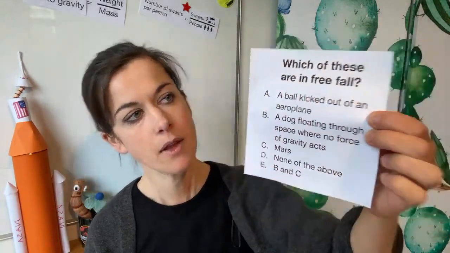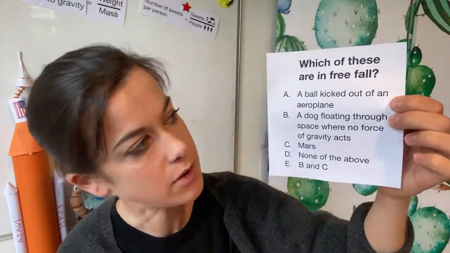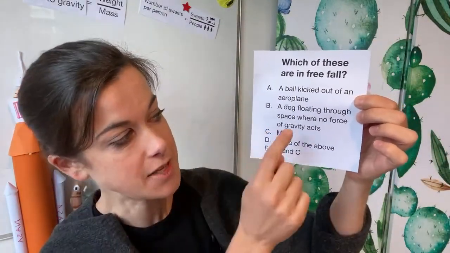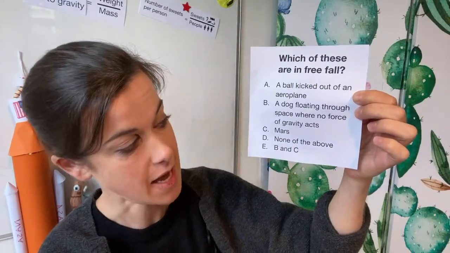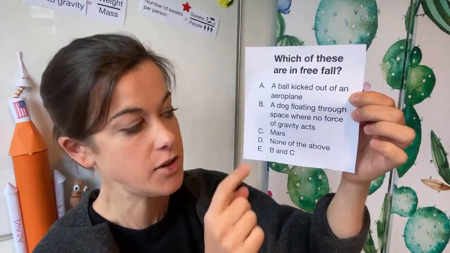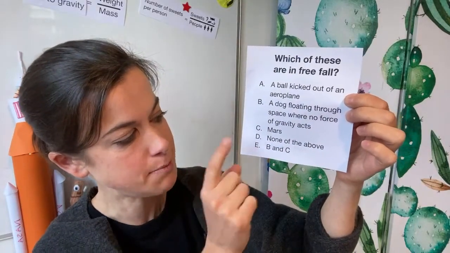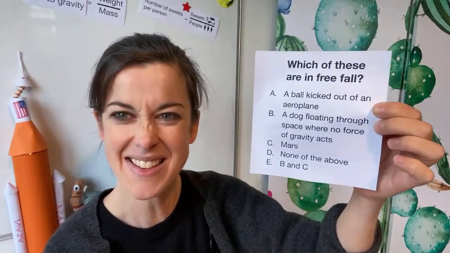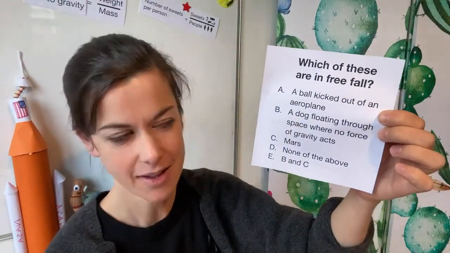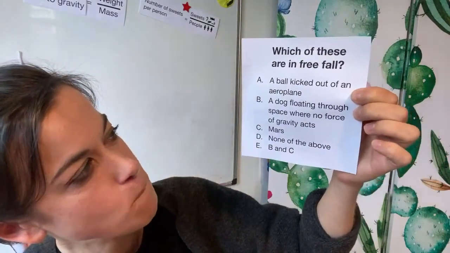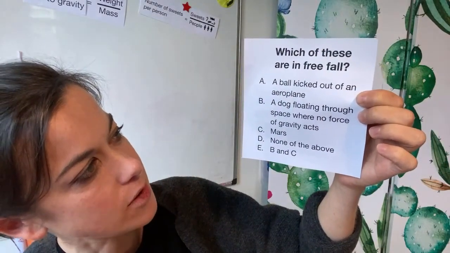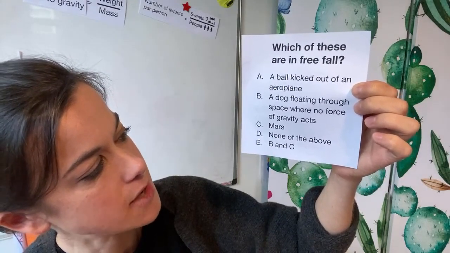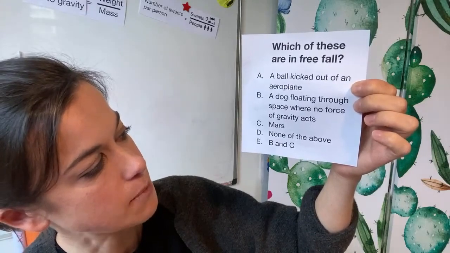Question 1. Which of these are in free fall? A, a ball kicked out of an aeroplane; B, a dog floating through space where no force of gravity acts; C, Mars; D, none of the above; or E, just B and C, the dog floating through space where no force of gravity acts, and Mars. Isn't that a brilliant question? I can't even remember the answer. I'm going to have to read it myself. Which is in free fall? A ball falling out of an aeroplane, a dog floating through space where no force of gravity acts, Mars, none of them, or just the dog and Mars?